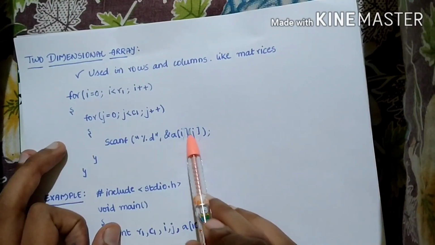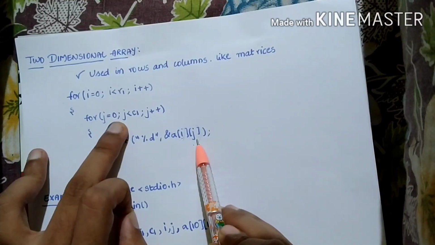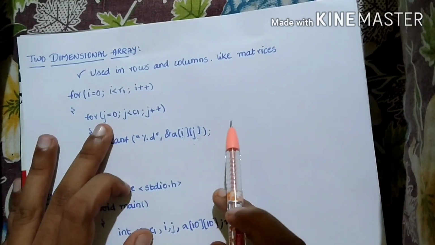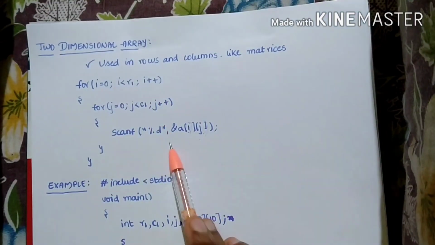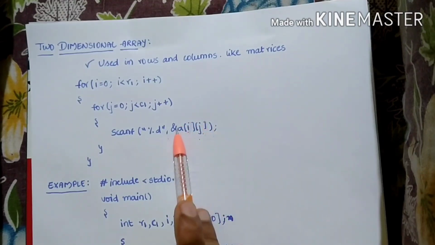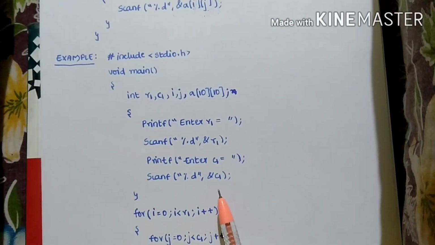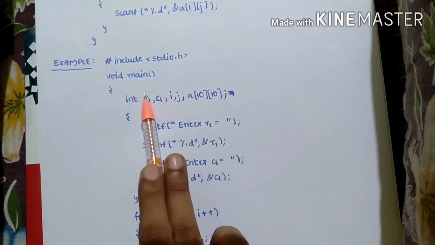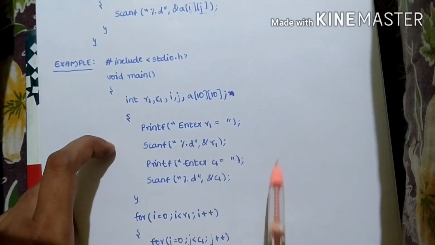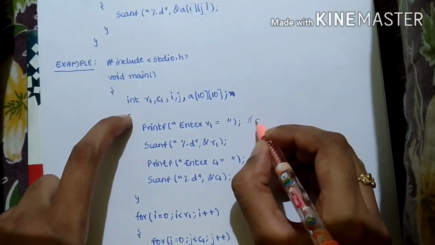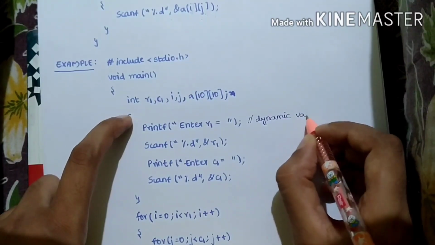And for each I will be giving a for loop. For i there is one for loop and for j there is one for loop. So if the condition satisfies both the loops, then it gets into the scanf and stores in this particular address. This is the program. Hash include stdio.h, void main. Here these are dynamic values we need to enter.